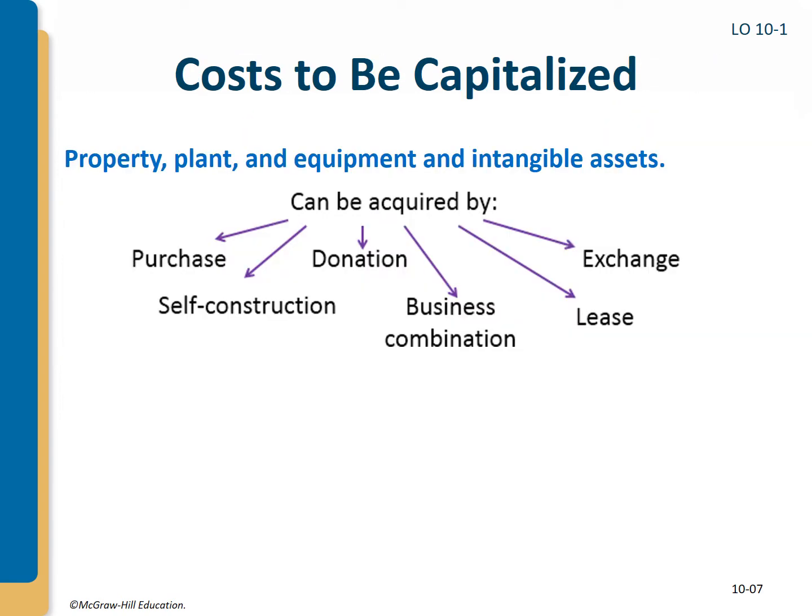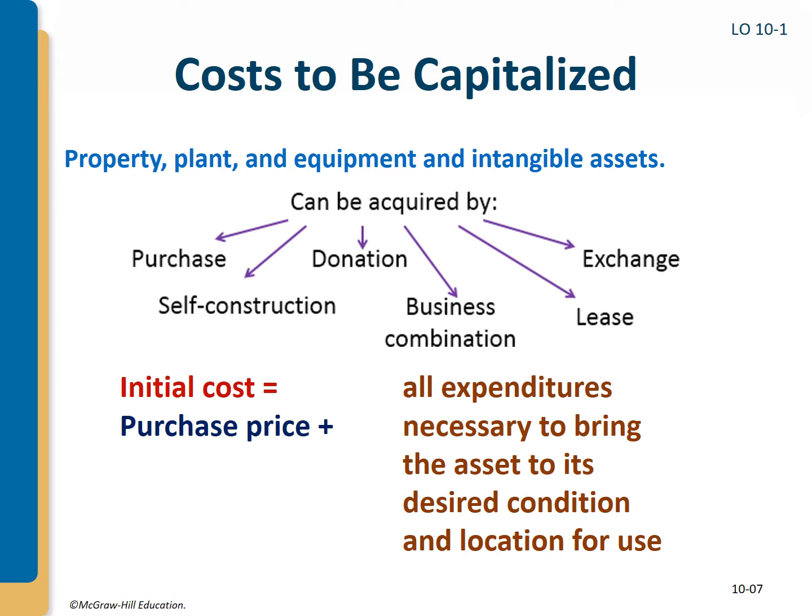So what is capitalized when it comes to property, plant, and equipment and intangible assets? There's all kinds of things. Assets can be acquired by purchasing them or self-construction. So we're going to look at purchase first, self-construction later. Donation, we'll look at that as well. Business combination, which will be looked at in advanced accounting. Exchanging them for other assets or renting them. And leasing will be talked about in intermediate accounting 3.